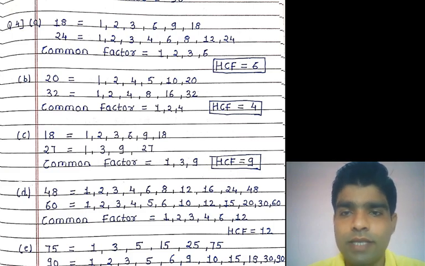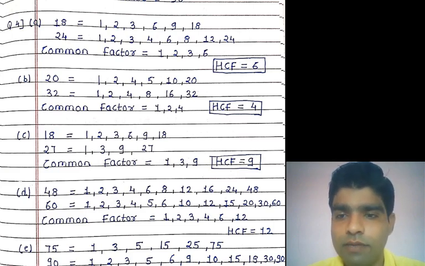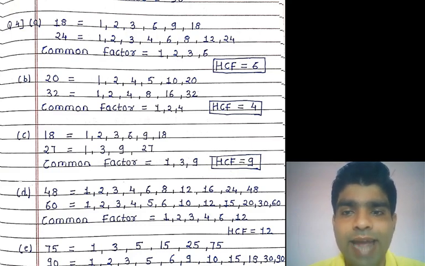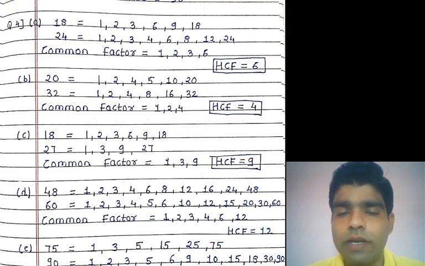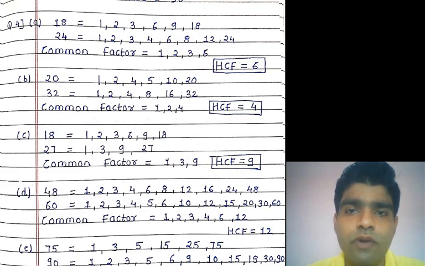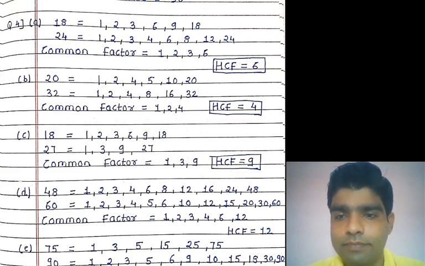Now let us solve the examples one by one. The first example is: find the highest common factor of 18 and 24. It means we have to find the factors of 18 and the factors of 24. This is the first step. Next, we find the common factors of these two numbers, 18 and 24, and then we find the HCF.